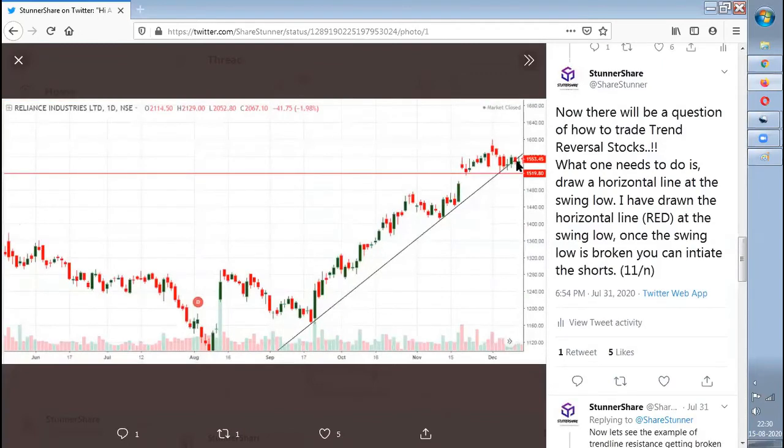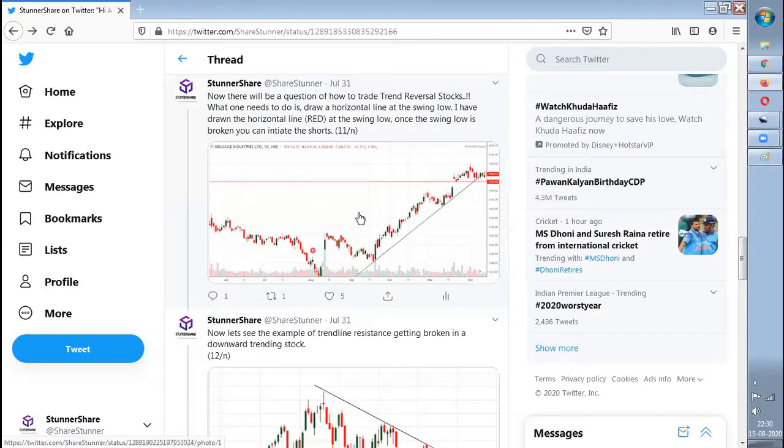Now these candles have shown some break of the trend line. Am I correct? Okay. Now what you need to do is draw a horizontal support line at this swing low. Once this swing low is getting broken, keeping the SL at the swing high, whatever has been made, you can go for a short entry. Clear?